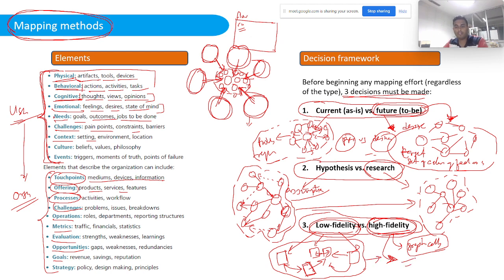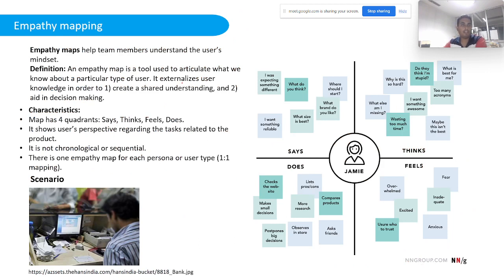Okay, so let's discuss four kinds of maps. There are four kinds of UX mapping. The very popular one is empathy mapping. So empathy mapping is about understanding the user's mindset. It's about understanding a particular user type, his shared understanding, and his belief, his mental model about a particular scenario.